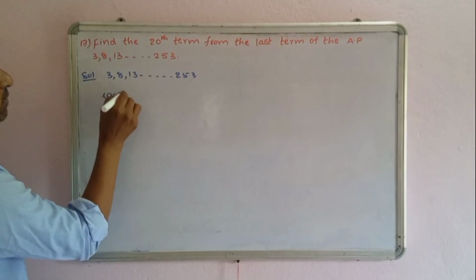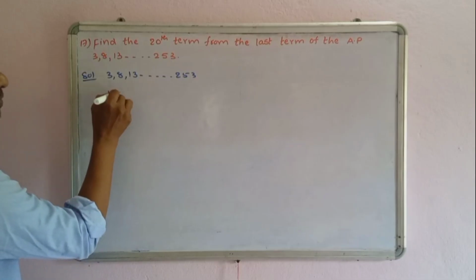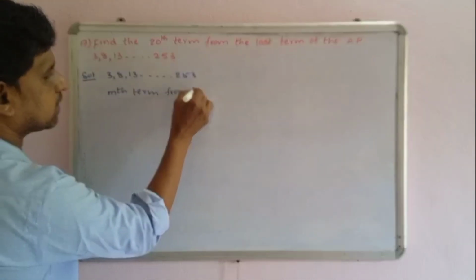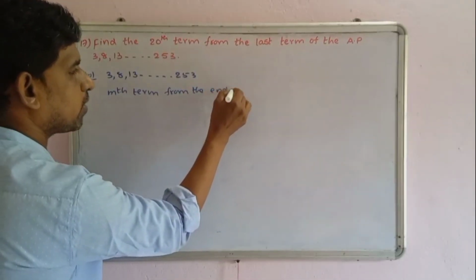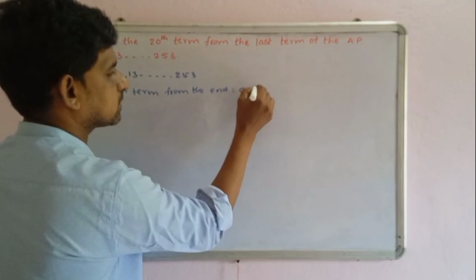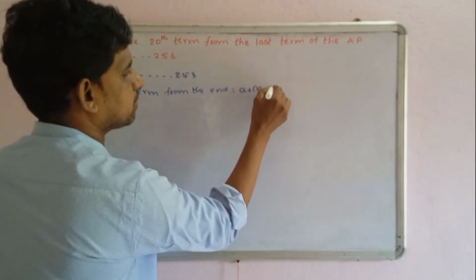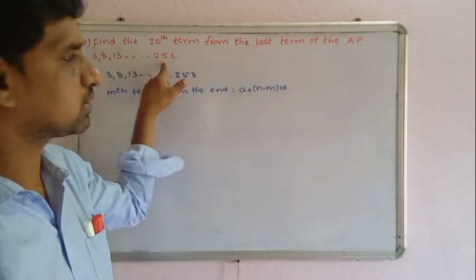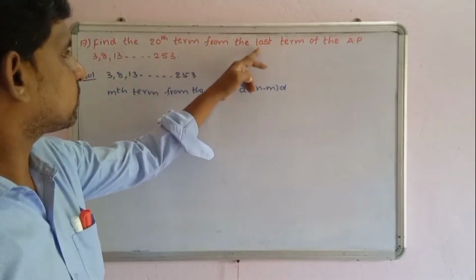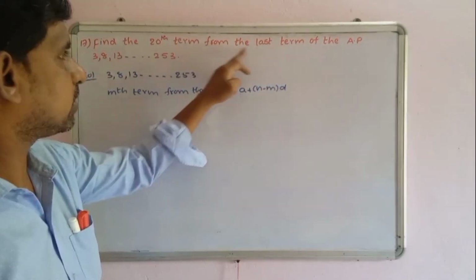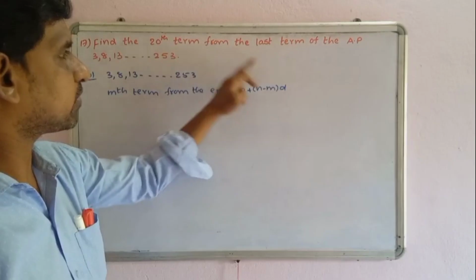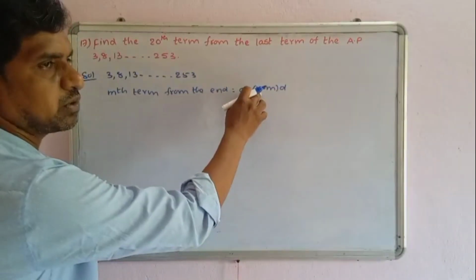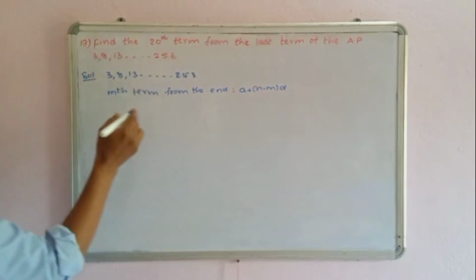Last term, not last term, nth term from the end. The formula is a plus n minus m into d. Here n is the number of terms, m is the nth term from the end, d is the common difference. Now here n is there, we don't know the value of n. First find the value of n.